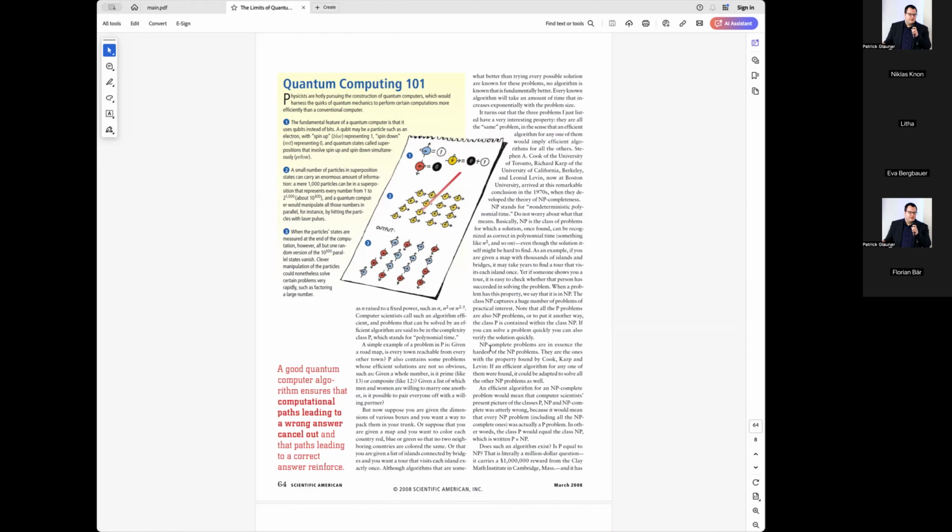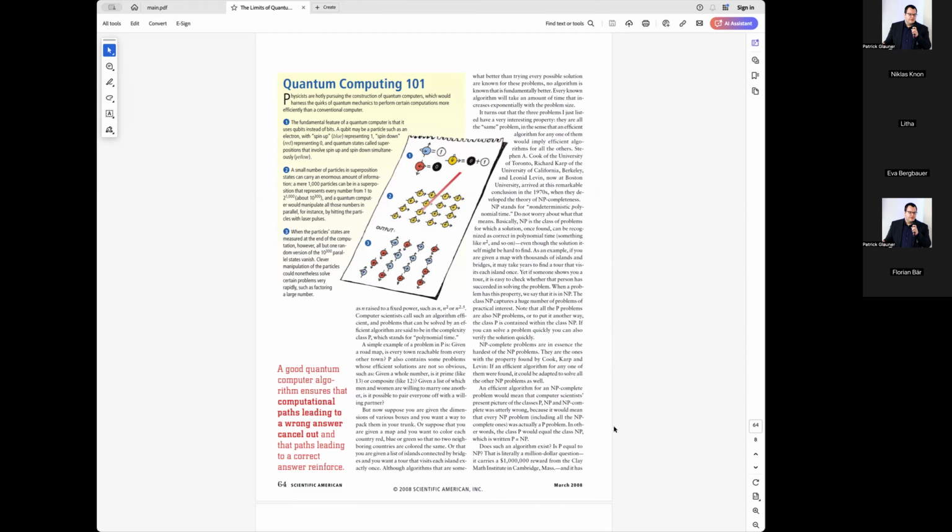And then there are so-called NP complete problems, and they are in essence the hardest of the NP problems. For these NP complete problems, if you were ever able to find an efficient algorithm for one of them, then that could be applied to all the NP complete problems as well.